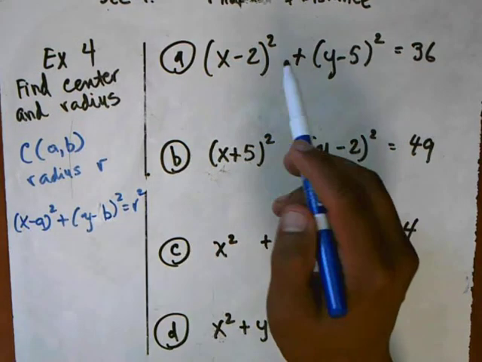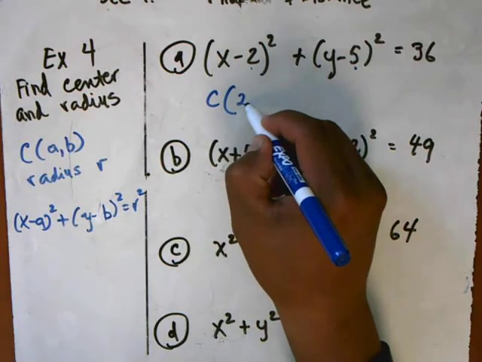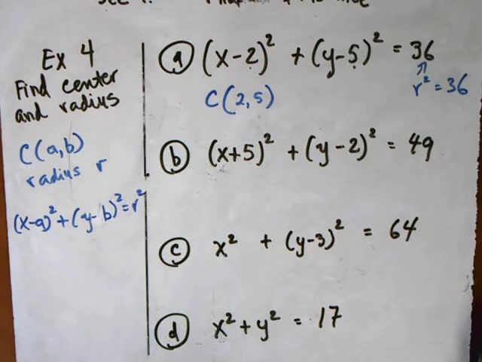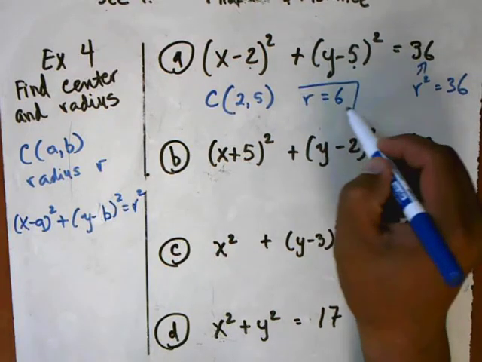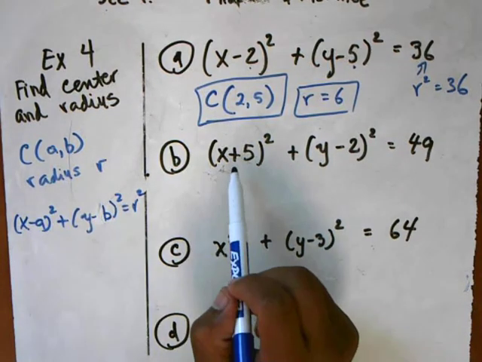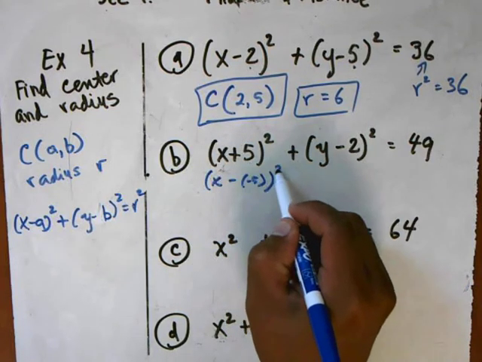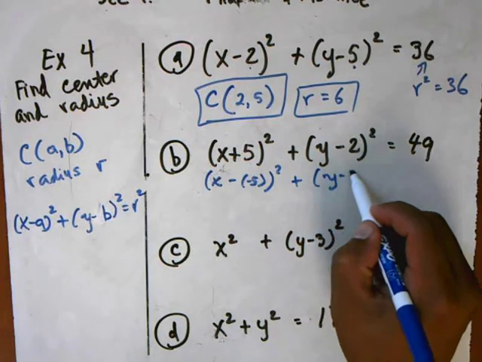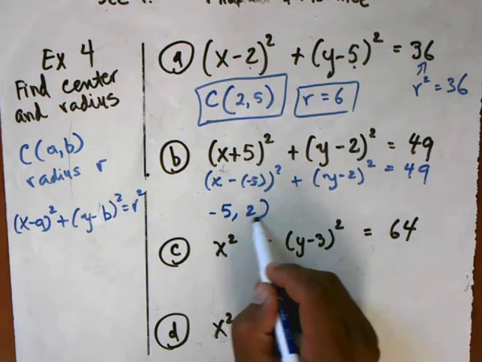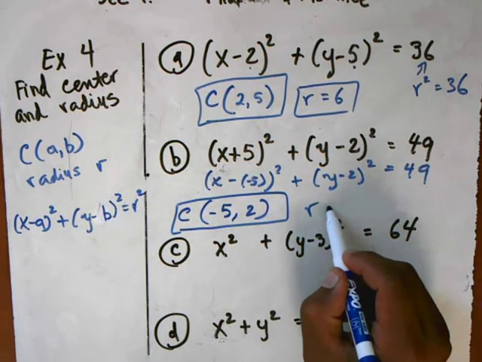Okay. So here you can see that a must be equal to 2, b must be equal to 5, that means the center is (2, 5). And the radius, so this is actually r squared. So r squared is equal to 36. That means r equals 6. Take the square root of that. Next, for b, this is x plus 5, so we can rewrite this as (x minus negative 5) squared plus (y minus 2) squared equals 49. So then the center is (negative 5, positive 2), since it fits this pattern here. And the radius is just the square root of 49, which is 7.